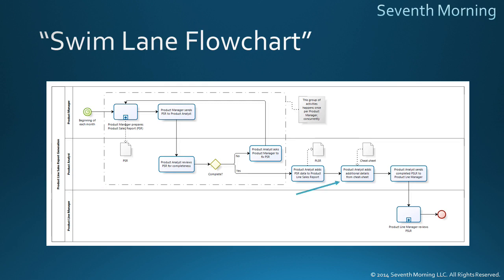She then adds some details from her cheat sheet. After that, she sends it to the product line manager. The product line manager then reviews the finalized report. Doug called that step a sub-process itself because it wasn't clear what Solomon actually does to review the report. We'll find that out later, I guess. And then the process ends with a little red circle, meaning the end of the process.